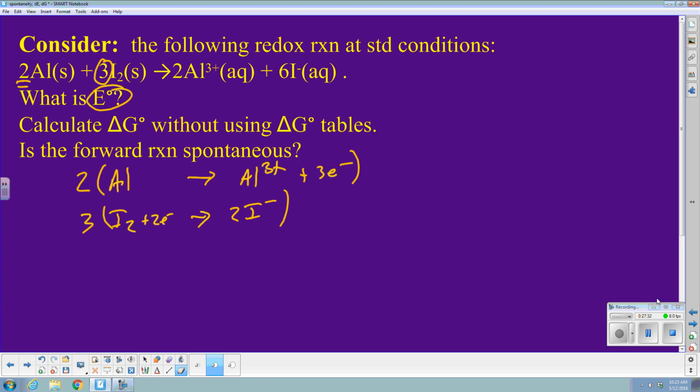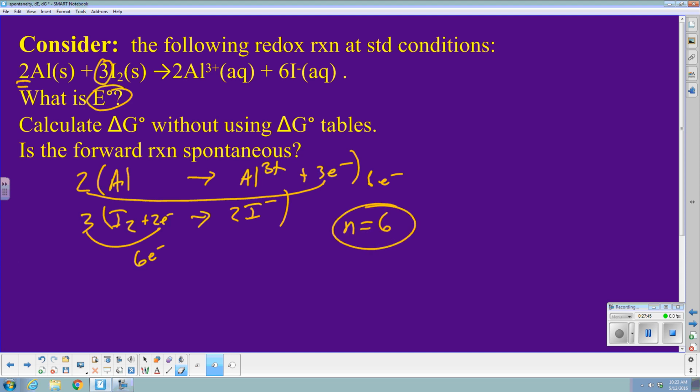And that makes sense, right? Because now 3 times 2 is what? 6 electrons on one side, and 2 times 3 is 6 electrons on the other. Good. How many electrons are transferred? The answer is 6. So my n is 6. We need to get my E prime, my standard potential. What is oxidizing? Aluminum is oxidizing. My iodine here is reducing. So I need my standard reduction potential for my iodine minus the standard reduction potential for my aluminum.